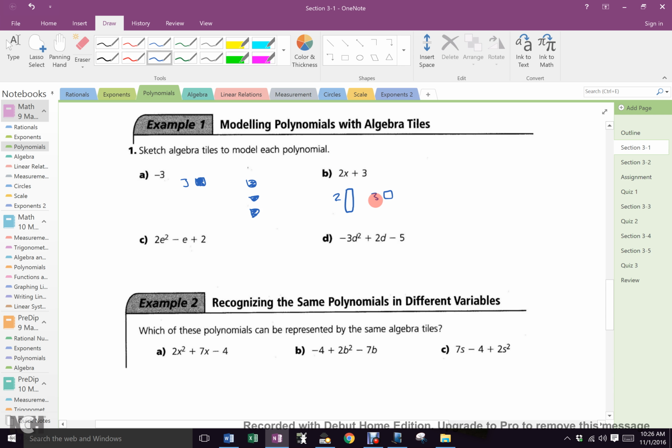Everyone's good? Okay. Now you guys try C and D because I added the third type of tile this time. But you do the exact same thing. All you're doing is counting. Decide if it's positive or negative and how many of each type of block you need.